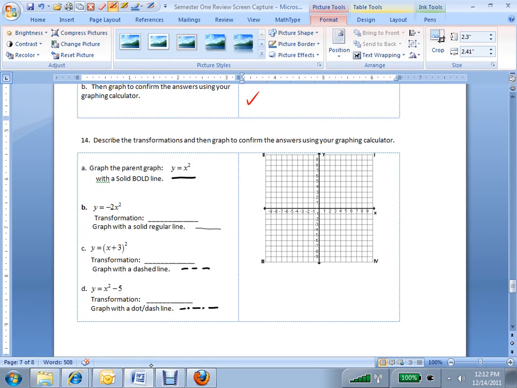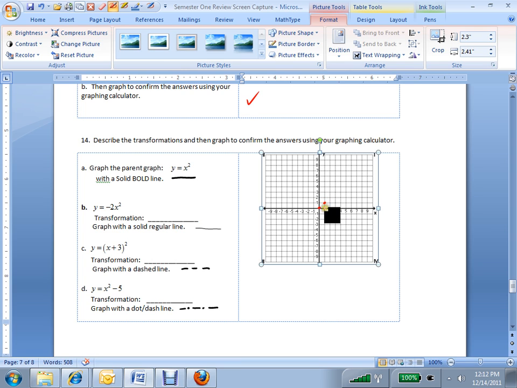Problem number 14. First, describe the transformations and then graph. You can always check your answers with your graphing calculator. So first, start by graphing the parent graph. Use a solid bold line. Y equals x squared is the basic parabola.